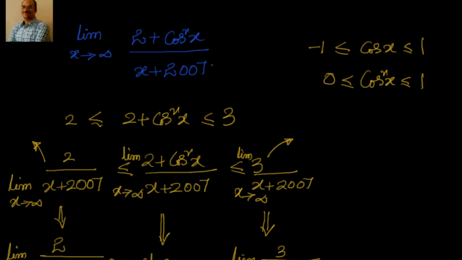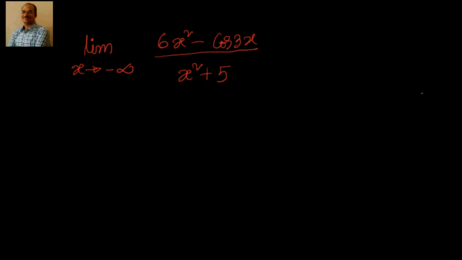We will do one more and we'll wrap it up. Let's look at this example. Limit x tends to minus infinity. We have to find the value of 6x square minus cos 3x by x square plus 5.